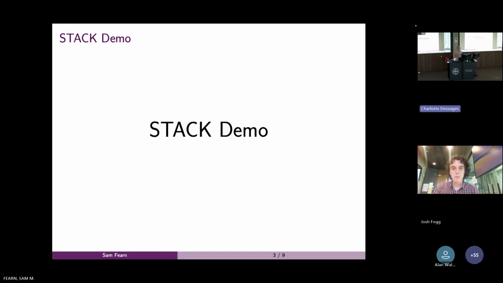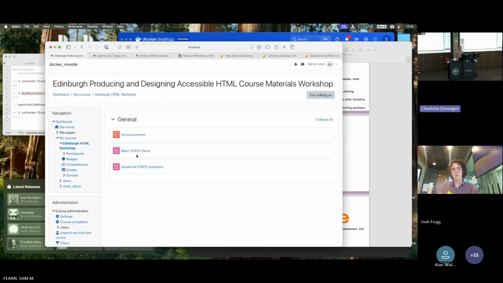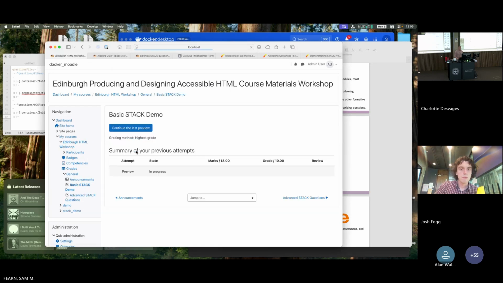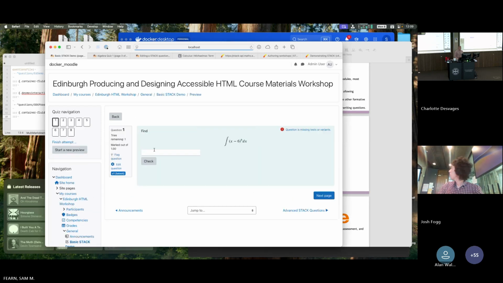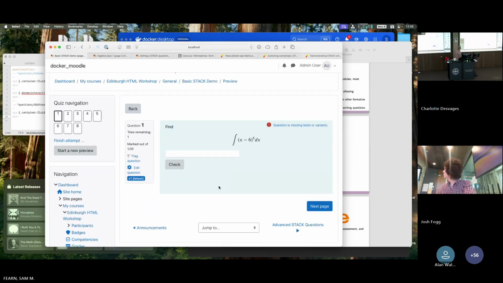Okay, so let me show you briefly what Stack actually looks like. I'm focusing mostly on what this looks like to the student. So here's a quick demo. Maybe this needs to be bigger. Okay, so this is a question that just asked me to do some calculation. This probably would not be in a university course, but it asked me to calculate some integral. So let me put in some answer.